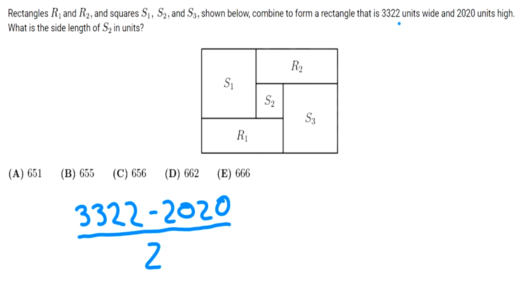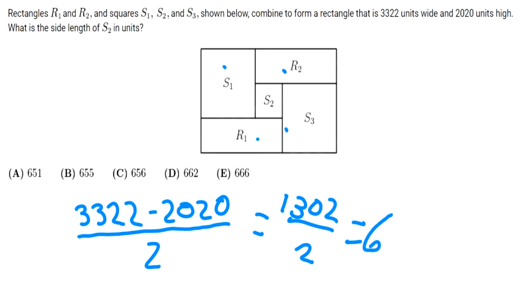So, if it's 3,322 units wide and 2,020 units high, we can put that over 2 because these are identical and these are identical. So we can divide that and we can get S2. So this would equal 1302 over 2, and that would get you 651. So our answer for the final question of AMC 8 2020 is A, 651.